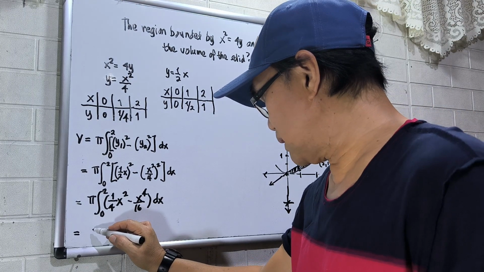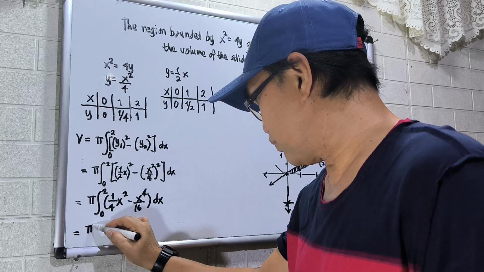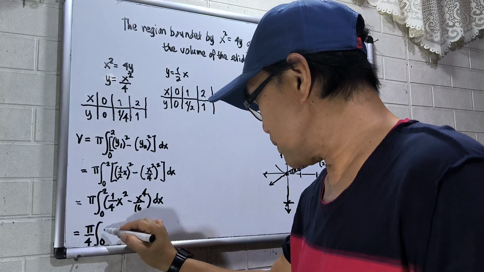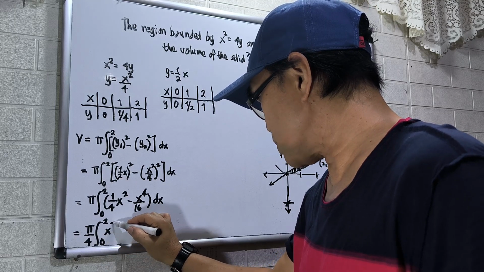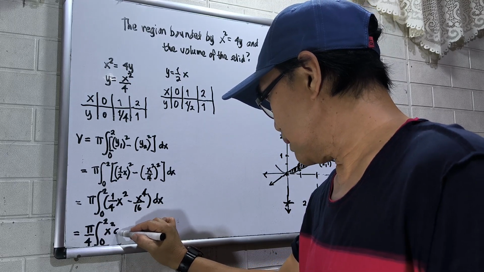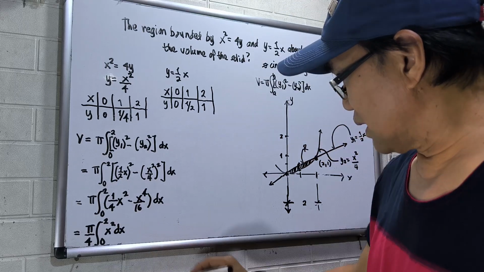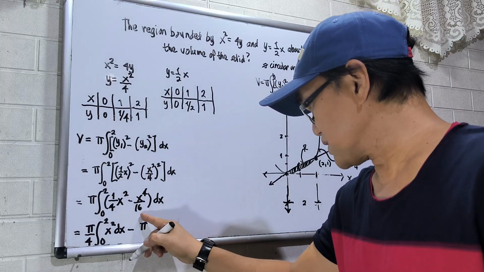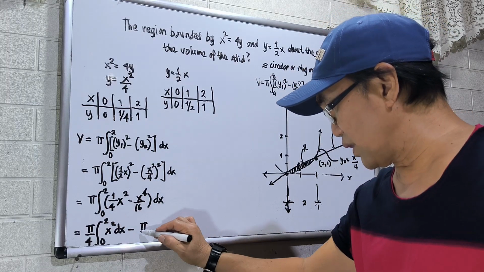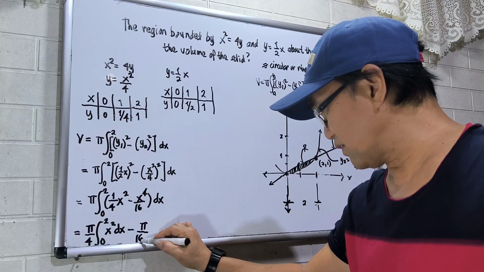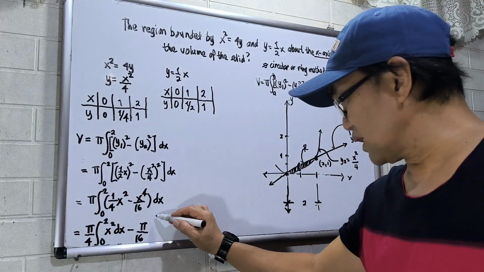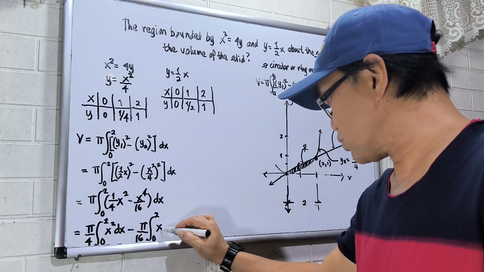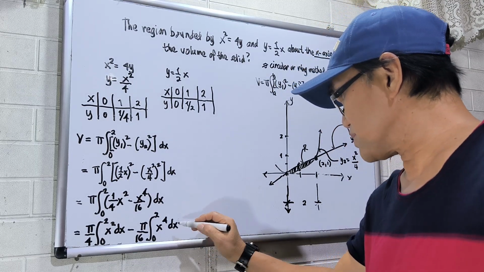So I can integrate individually. So this will be pi over 4, because this is constant, then integral from 0 to 2, then I have x squared dx. Then minus pi, constant will be placed outside of the integration symbol. So this will be pi over 16, then integral from 0 to 2, then I have x to the 4th dx. Okay?